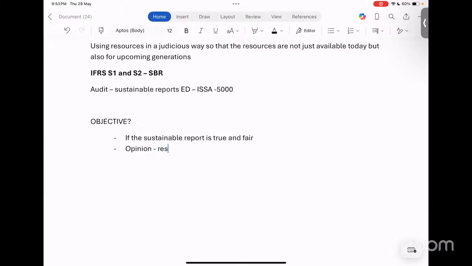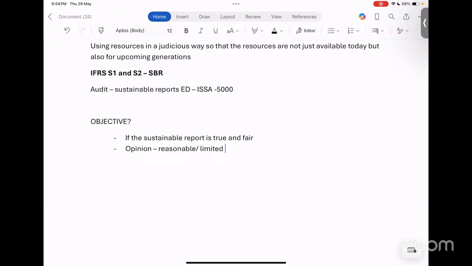Now here I can give a reasonable assurance or I can give a limited assurance. That depends upon engagement to engagement. So which company wants what kind of assurance? Now usually, generally, it's very difficult to give reasonable assurance for sustainable assurance reports. It's very difficult to give reasonable assurance because again, it is something which is less justifiable, right? So this is what we have in objective of sustainable assurance.